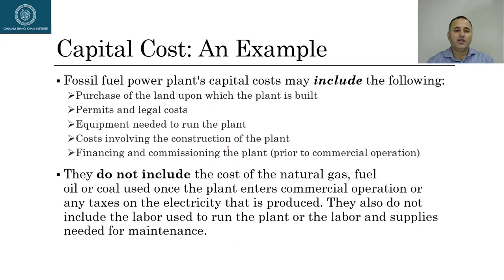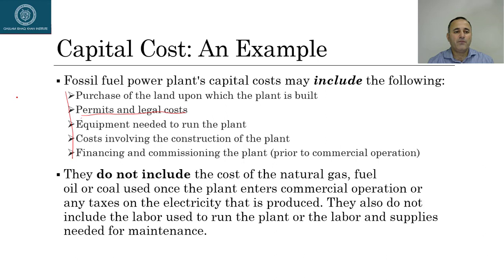Example: a fossil fuel power plant. What kind of capital expenditures may it have? Purchase of land, permits and legal costs. In order to acquire land, of course, you need to pay some legal fees. In order to start a facility, you need some government permissions, and it needs some expenses. Equipment needed to run the plant, you need some equipment, of course. Cost involving the construction of the plant, financing and commissioning of the plant. So it may include all these costs, and we can still classify them as capital cost.